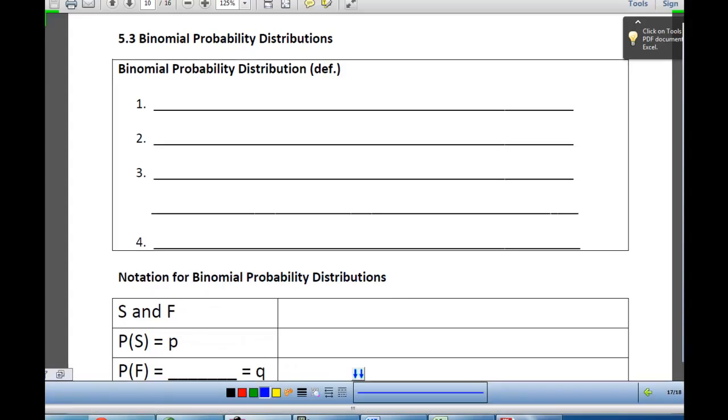Okay, so as far as the binomial distribution, there are 4 requirements. First of all, when we identify a binomial probability distribution, we have a fixed number of trials, and I'll explain what all of these mean. Okay. But basically, the probabilities apply to a certain number of trials when we've repeated an experiment a fixed number of times.